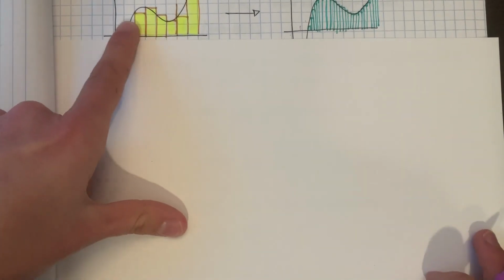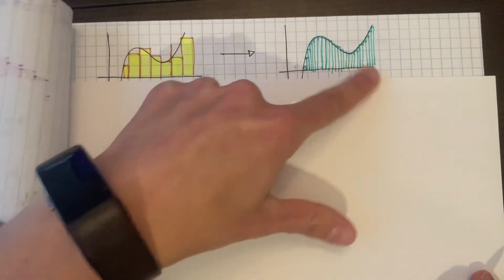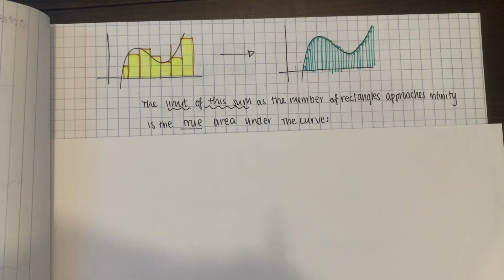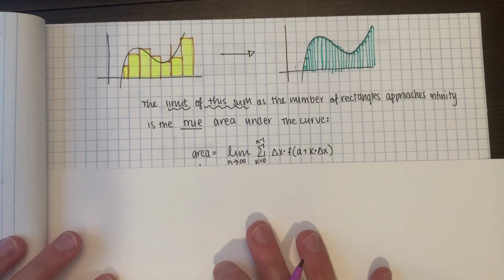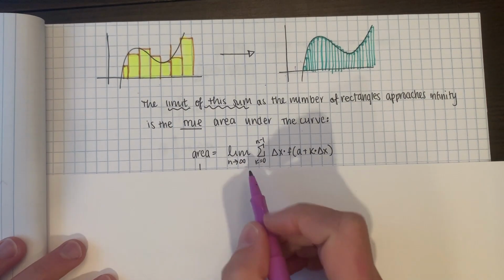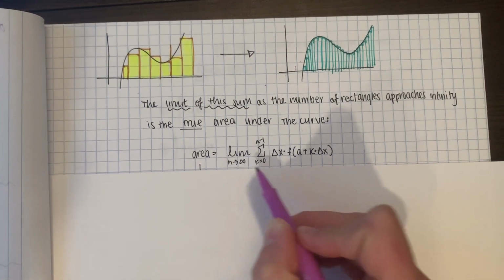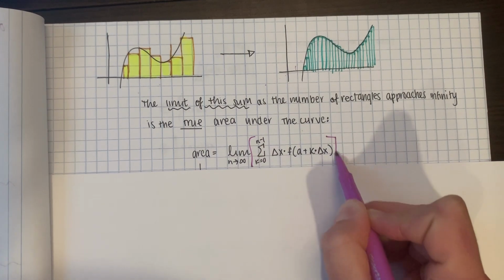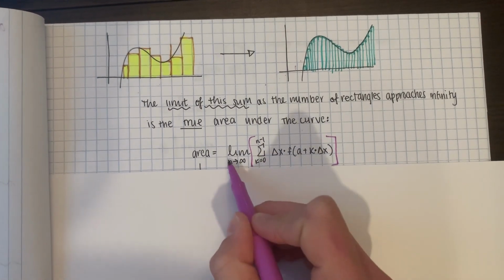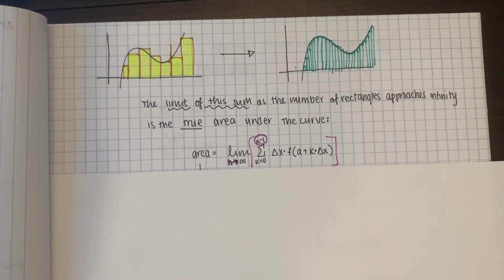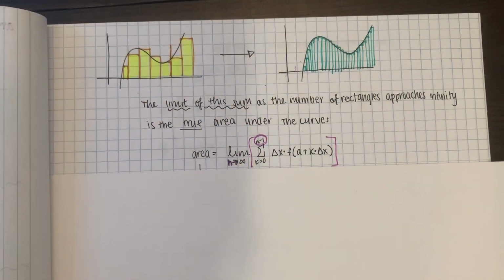So as we go from just a couple rectangles to infinite rectangles, the limit of this sum is the true area under the curve. Area equals the limit as n is approaching infinity of our Riemann sum right here. Notice we have n is approaching infinity, so we're letting the number of rectangles, our stopping point for the sum, go to infinity. Yes, infinity minus 1 is still infinity, it's just a different type.